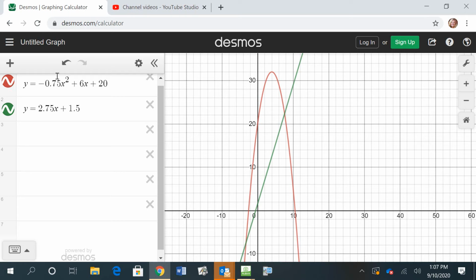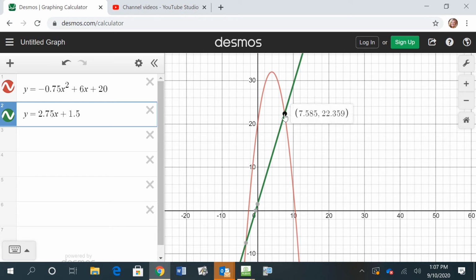Again, the red is represented by A of x and the green by B of x. And so the first question is, where do they intersect? I'm going to go over where they intersect and write this answer down: 7.585 and 22.359. We'll talk about the rounding later. Where else do they intersect? I click on it: negative 3.252, negative 7.443.